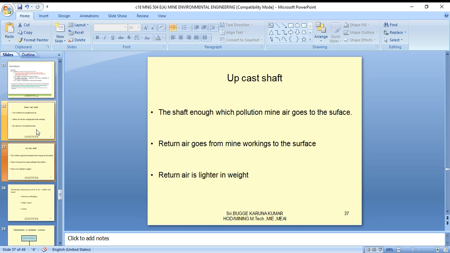What is meant by the upcast shaft? The shaft through which polluted mine air, that means return air, goes. You can't say pollution to the shaft; the return air goes from the mine working to the surface. The air is lighter in weight. That is very important. This is lighter in weight.